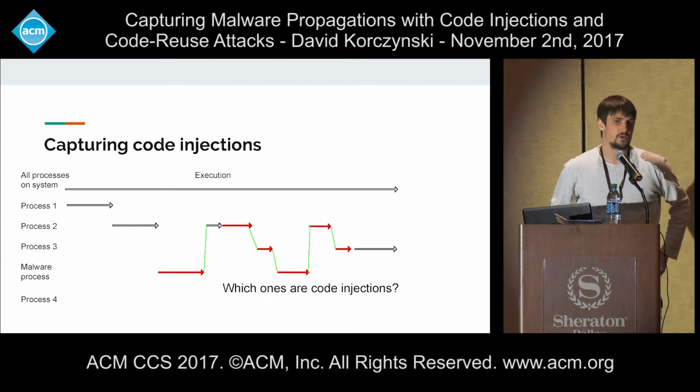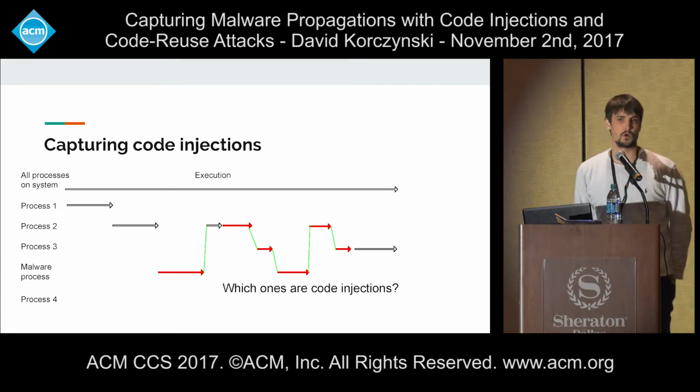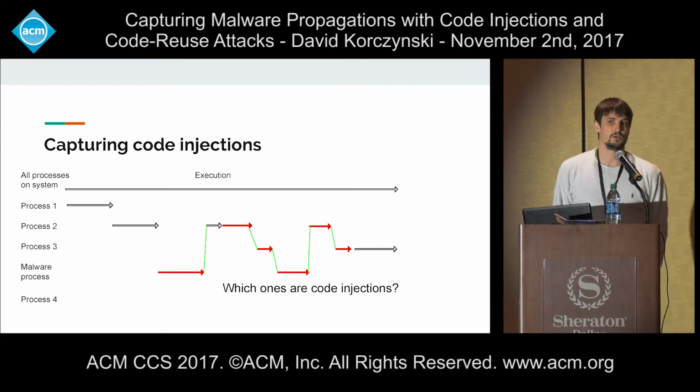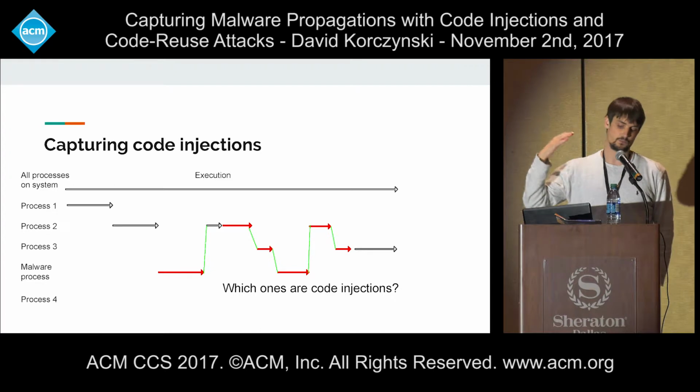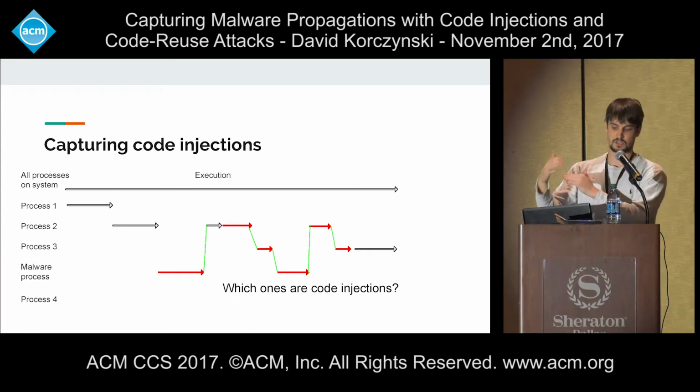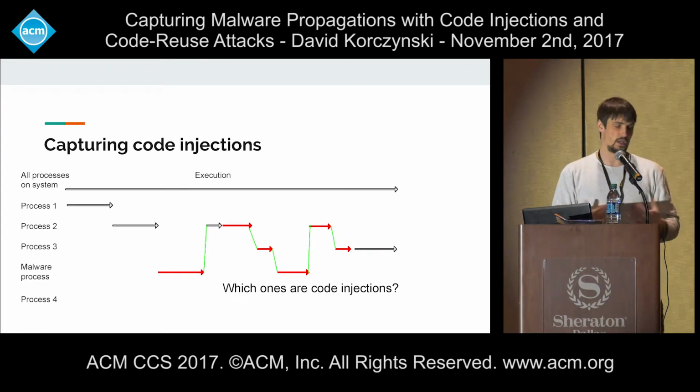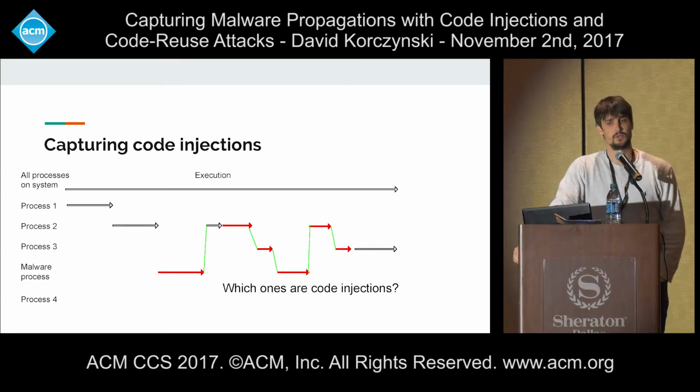And one of the main questions you can ask here is, where do code injections actually happen? Because a lot of the times, the reason we see these transitions from one process to another is because of context switches, not really because of a code injection. It doesn't necessarily mean there's actually a control flow transition.